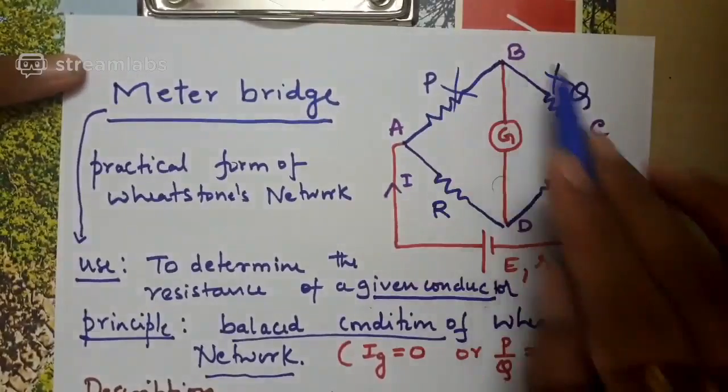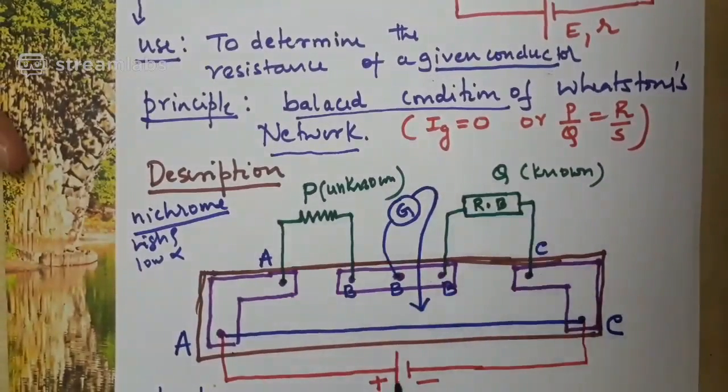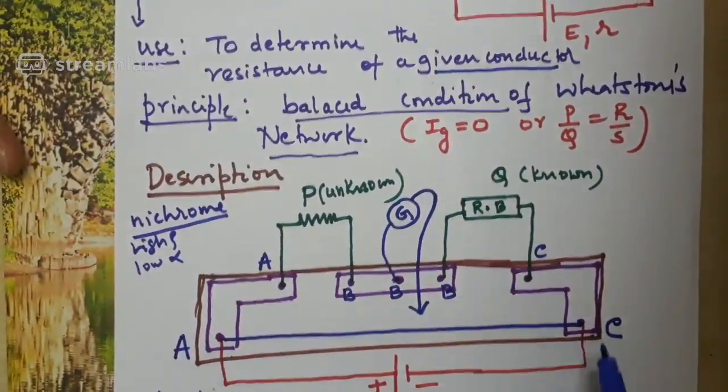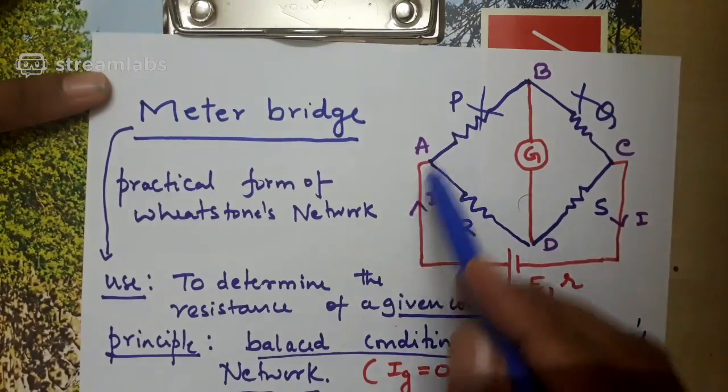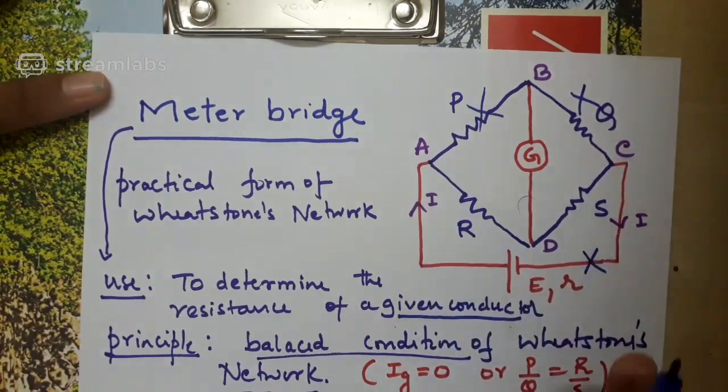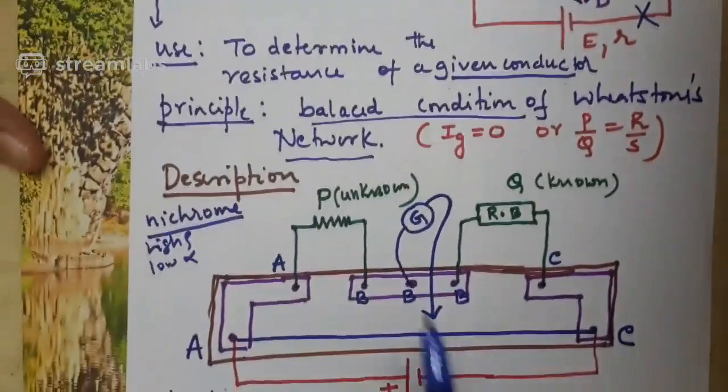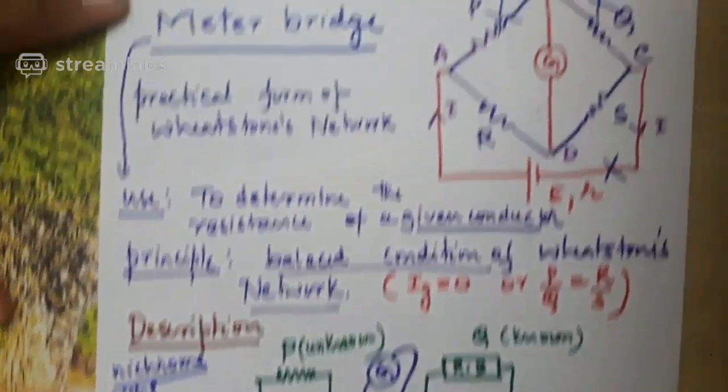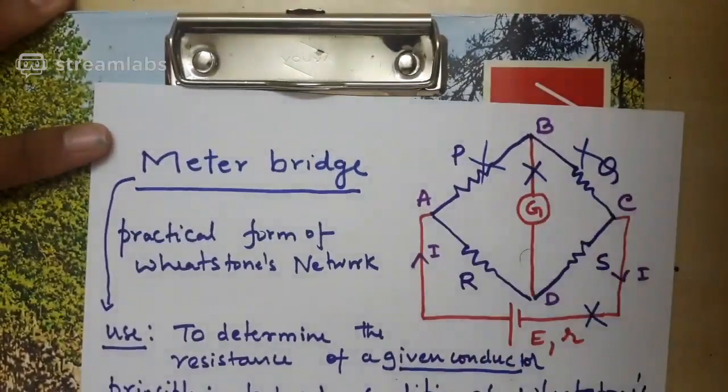A to B, there is P. B to C, there is Q. Those two are over. Then from A to C, there is a cell. This is also over. I hope you are able to follow. Then from B to one terminal of the galvanometer, that is also over.